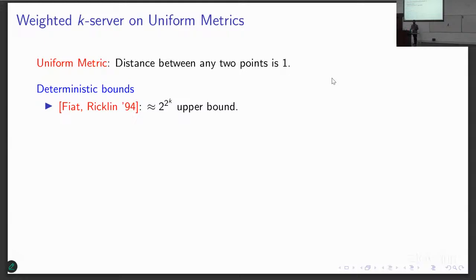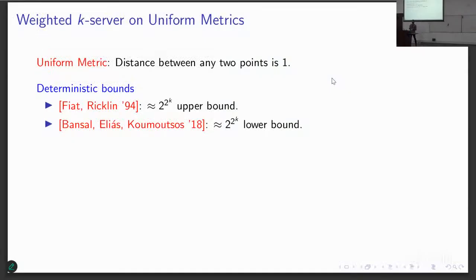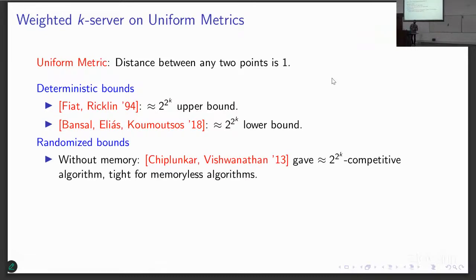And this upper bound was matched by Bansal, Eliáš, and Koumoutsos in 2018, where they gave a doubly exponential lower bound as well. So it is known that the deterministic competitive ratio of weighted k-server on uniform metrics is doubly exponential. Now in the randomized model, Chiplunkar and Vishwanathan gave a doubly exponential upper bound for a memoryless algorithm, and they also showed that this doubly exponential bound is tight for any memoryless algorithm.